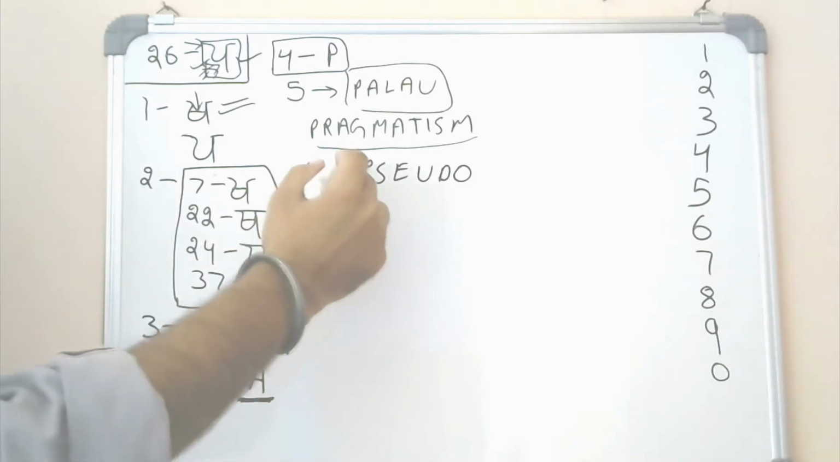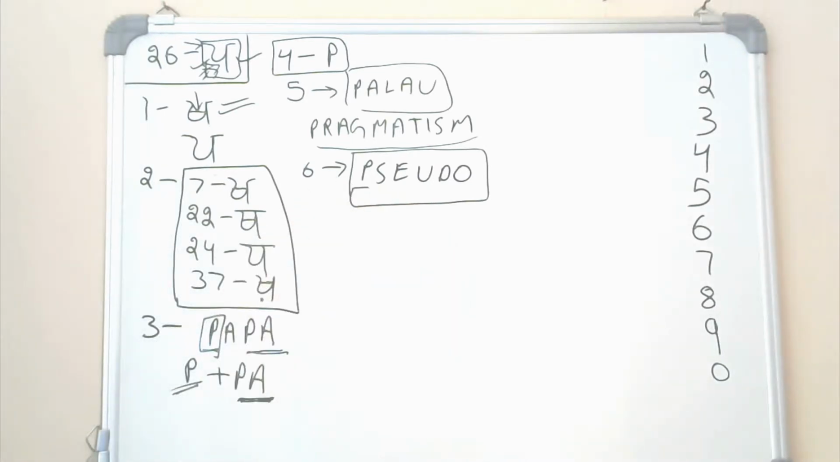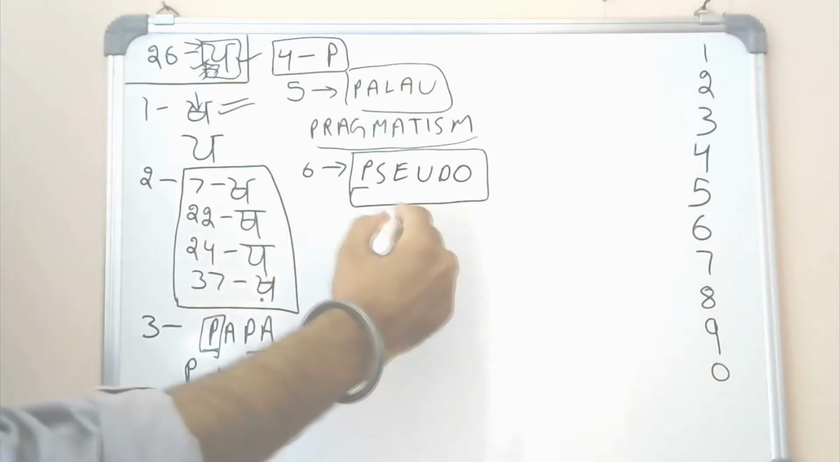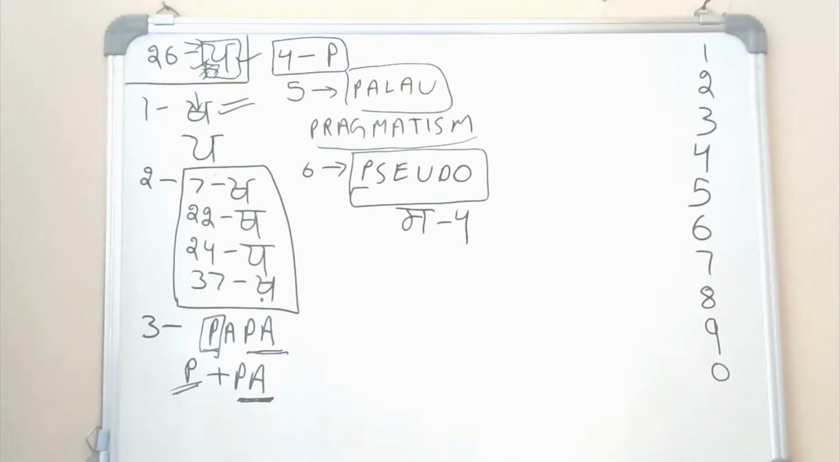In this word, pseudo, we do not have the sound of P. It is the sound of S, right? If I have to write this word in Punjabi, then I will be writing it using the letter S, the fourth letter of Gurmukhi.